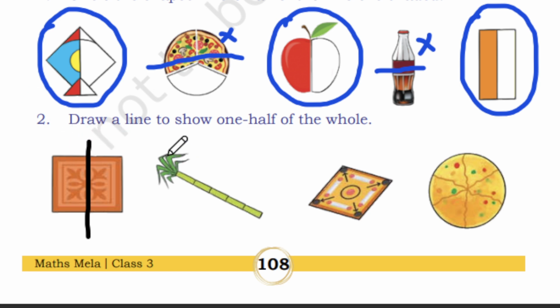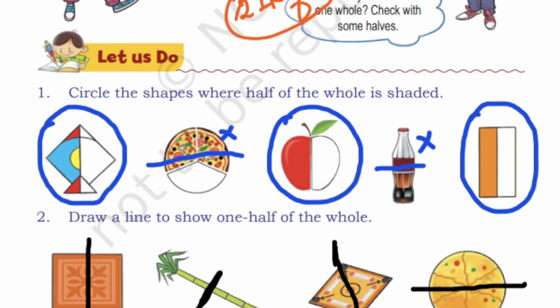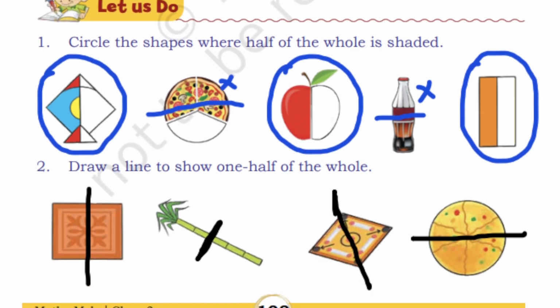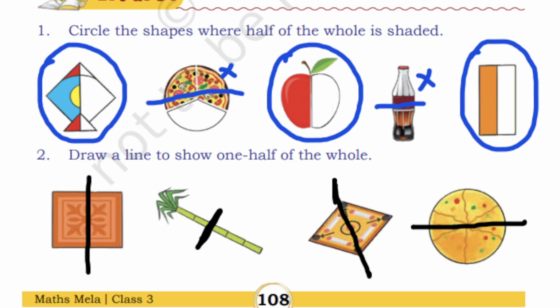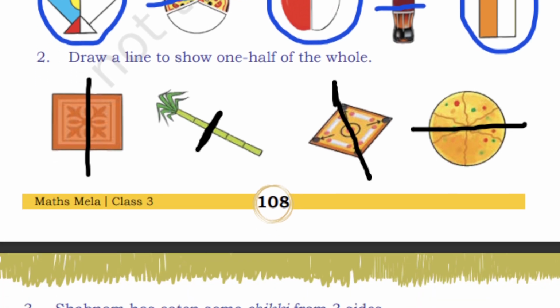Okay, and if you have a sugar cane here, you can draw a line in the center. And on this board, you can draw a center line like this. And for pizza, again, you can draw a line in the center. Okay. So all these are important questions for your exam, students. These will come as 1 mark questions. And if they are giving 2 to 3 images, you can get 2 marks.